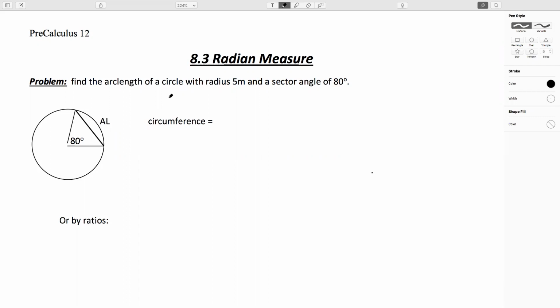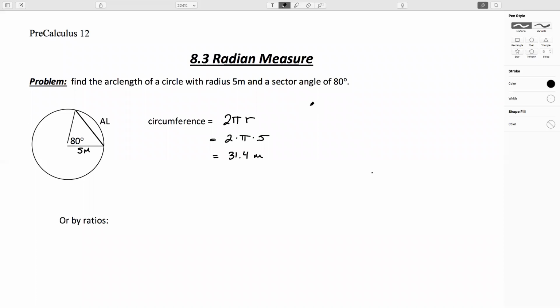So if you remember, a circumference is given by the formula 2 pi r. In this case, r is 5, because we have a radius of, we'll go with a radius of 5 meters. So our circumference is going to be 2 times pi times 5. We're going to end up with a circumference of roughly 31.4. And I suppose that would be in meters.